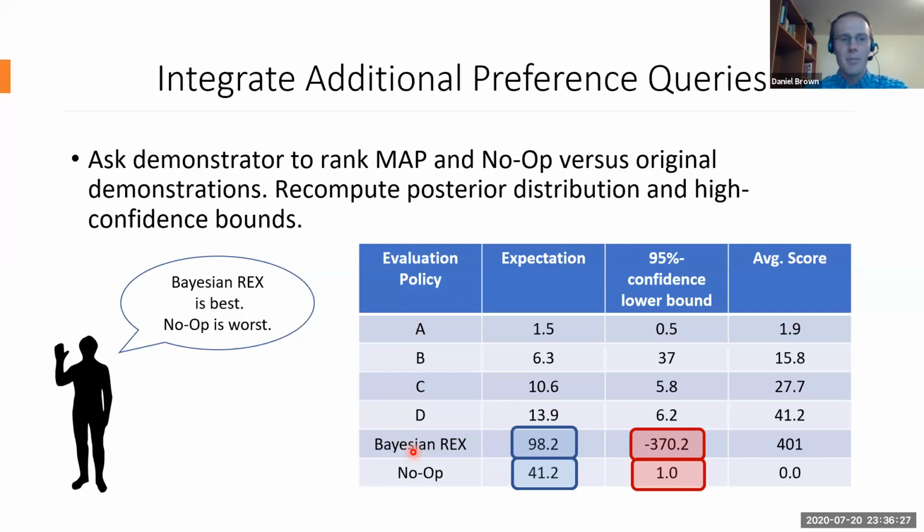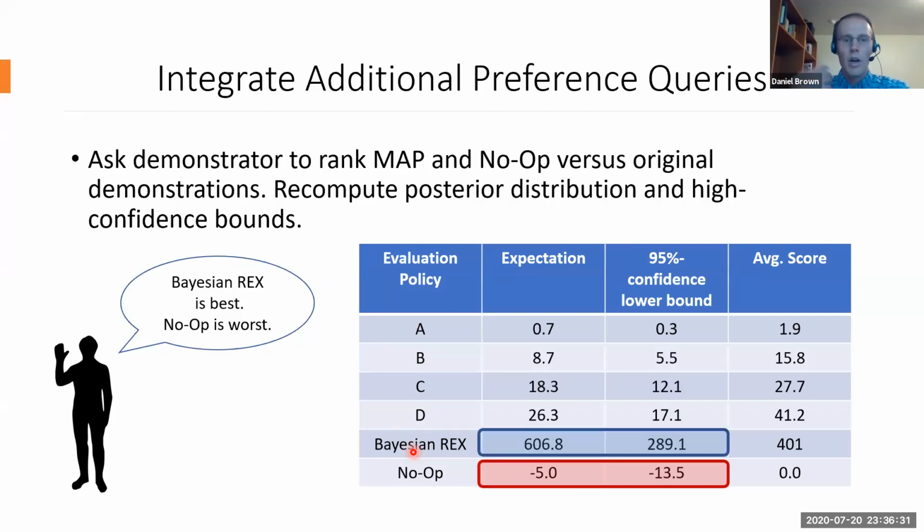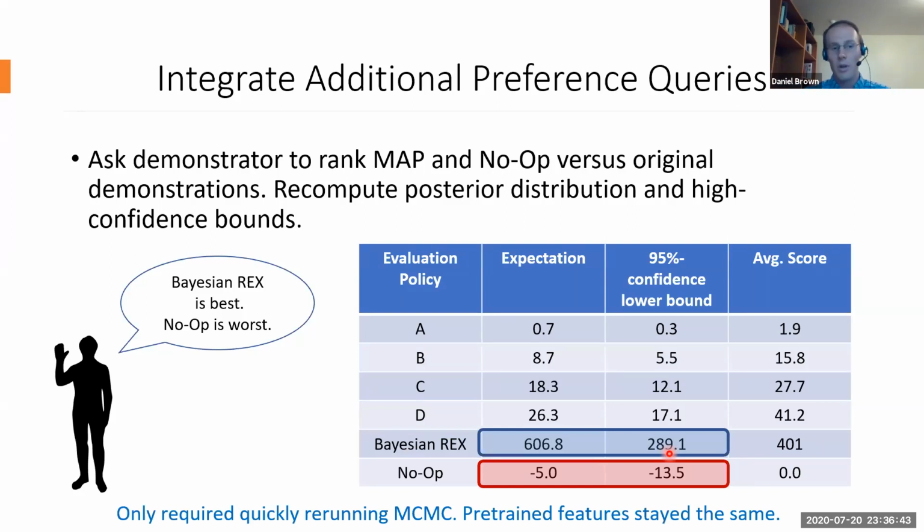And so given just simple labels like Bayesian REX is the best, no-op is the worst, we're able to quickly recompute this posterior distribution, which quickly adjusts the agent's belief such that the 95% confidence bounds now actually do match the human's intention. And I should note that this only requires quickly rerunning MCMC. We use the same pre-trained features, and this is a very fast process.